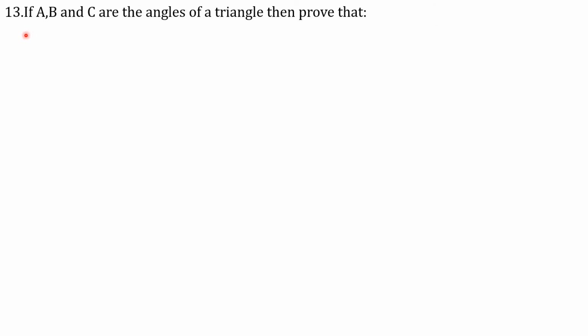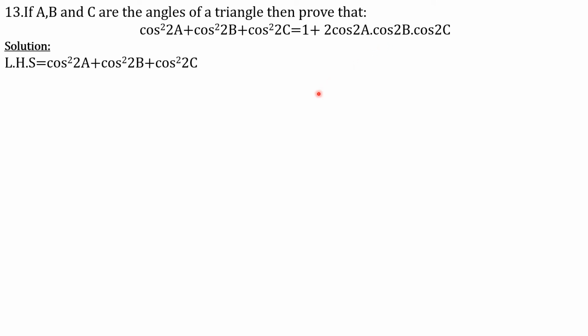So our question number 13 is, if A, B and C are the angles of a triangle, then prove that cos square 2A plus cos square 2B plus cos square 2C is equal to 1 plus 2 cos 2A into cos 2B into cos 2C. So solution, left hand side.